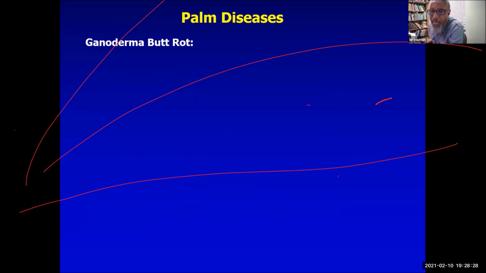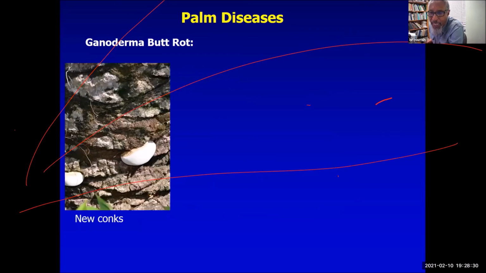So if we look at Ganoderma, it starts out something like this. These are new conks. They come out pure white and practically golf ball size. At this point, the conks are not sporulating, so they're still young. But even so, at this point, the palm is dead. It is a standing dead palm.